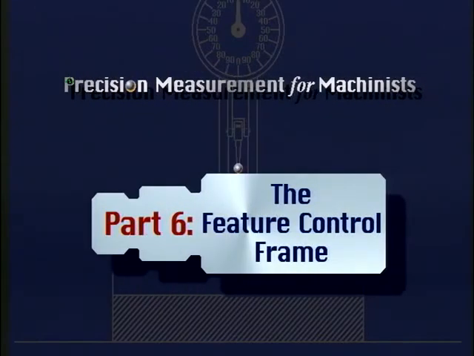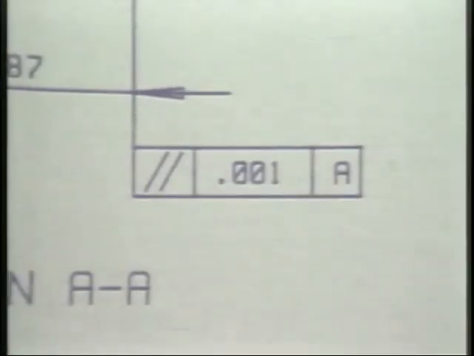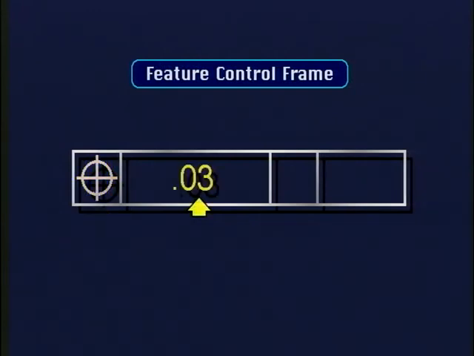Part 6. The feature control frame. Geometric controls and tolerances are expressed by symbols and numbers in a feature control frame. The feature control frame consists of a rectangular box which is divided into several areas or compartments. The first compartment on the left holds the geometric control symbol, sometimes called the characteristic symbol. The control symbol indicates the type of geometric control which is required. To the right of the control symbol is the amount of tolerance which is allowed.